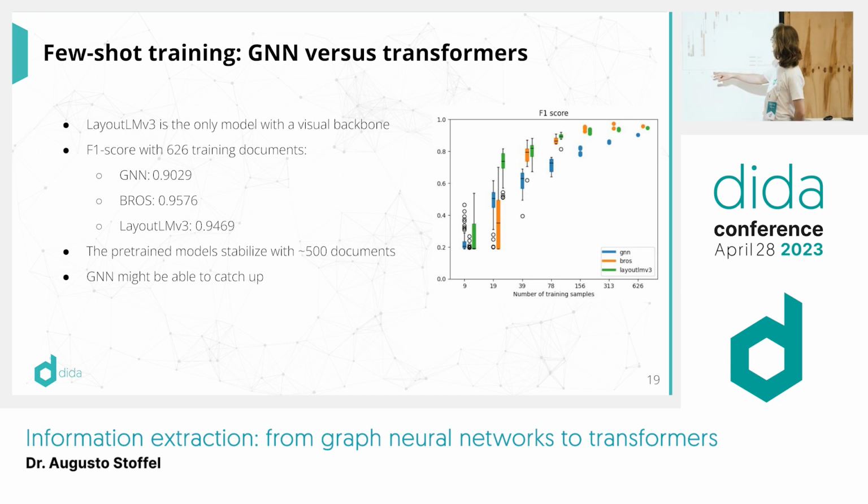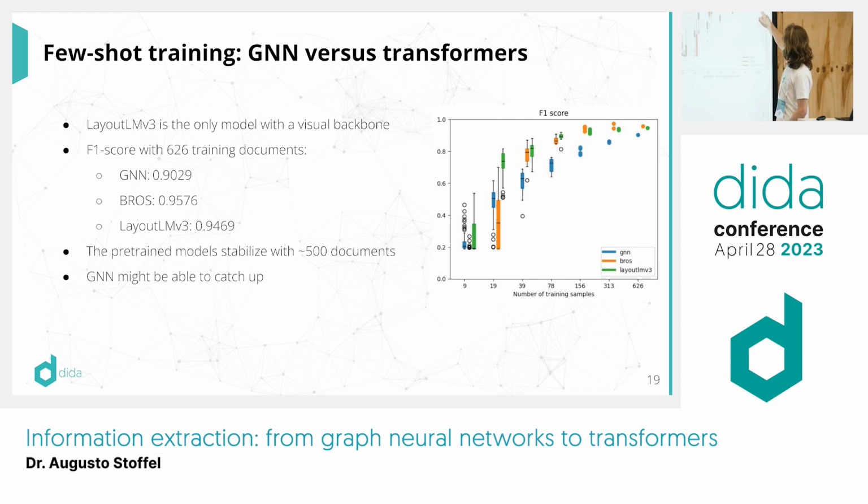Then at some point, these models start learning something, but we still have too much variance. It's in this area of 100 to 500 documents that we start to get reliable results. Our GNN, which doesn't have any pre-training, is slower to catch up and to really start to work.